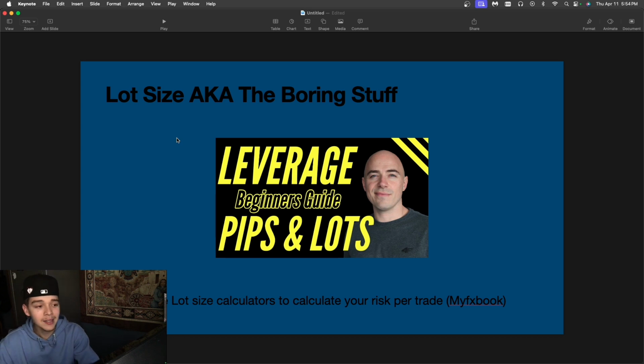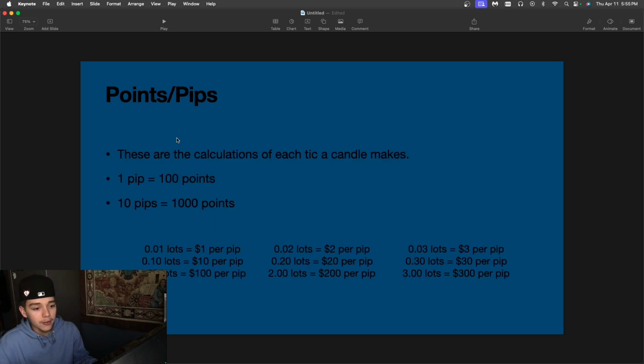Okay, lot size, aka the boring stuff. This is the basics of the basics of the basics that you don't even have to know, but it's good to know. There are lot size calculators to calculate your risk per trade. Each trade placed, we'll get into that later. Remember that, go ahead, write that down: there's a lot size calculator to calculate your risk per trade. I use the calculator from my FX books.